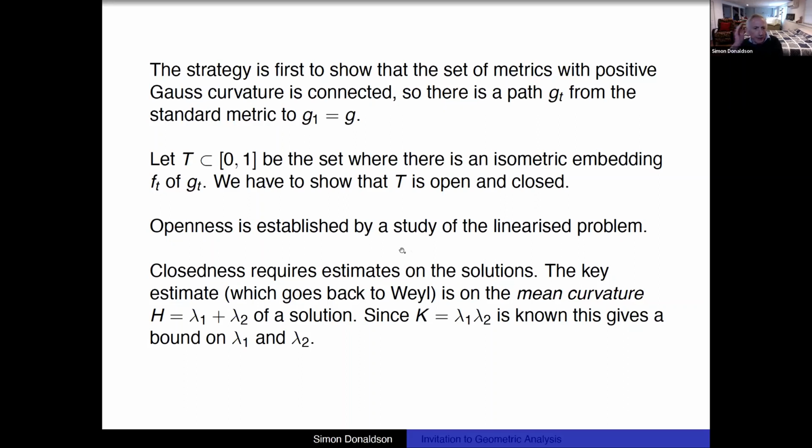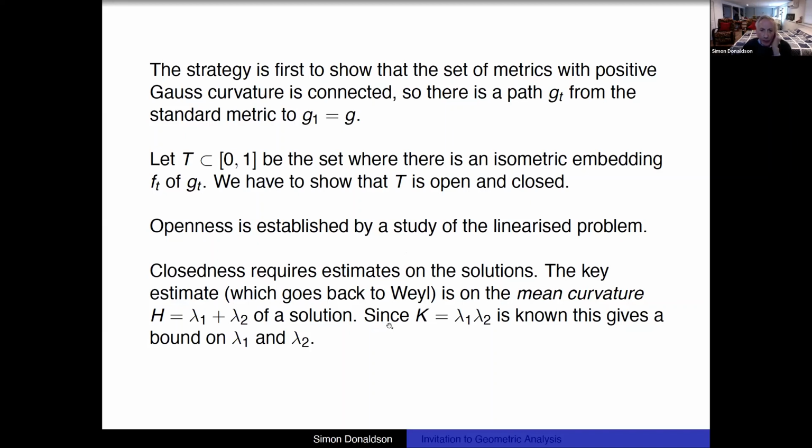And the key such bound, which in fact goes back to Weil's work on this question, is on the mean curvature of the solution. Rather than taking the product of the principal curvatures, we take their sum. This gives what's called the mean curvature. We can choose our signs so that λ1 and λ2 are positive, so the mean curvature is positive.